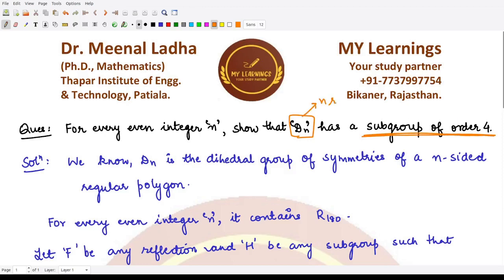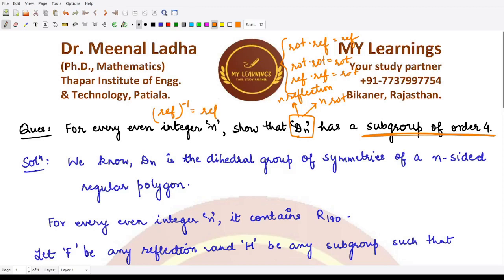It contains n rotations and n reflections, and we have several other properties. When you compose a rotation with a reflection, you obtain a reflection. When you compose a rotation with a rotation, it is again a rotation. When you compose a reflection with a reflection, it is again a rotation. These three properties are there. Moreover, the inverse of any reflection is the same reflection. Such properties are present for Dn.